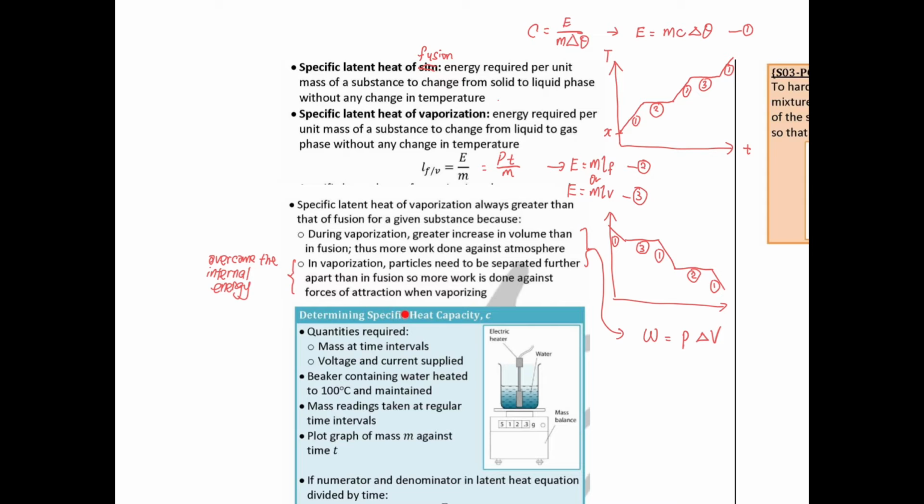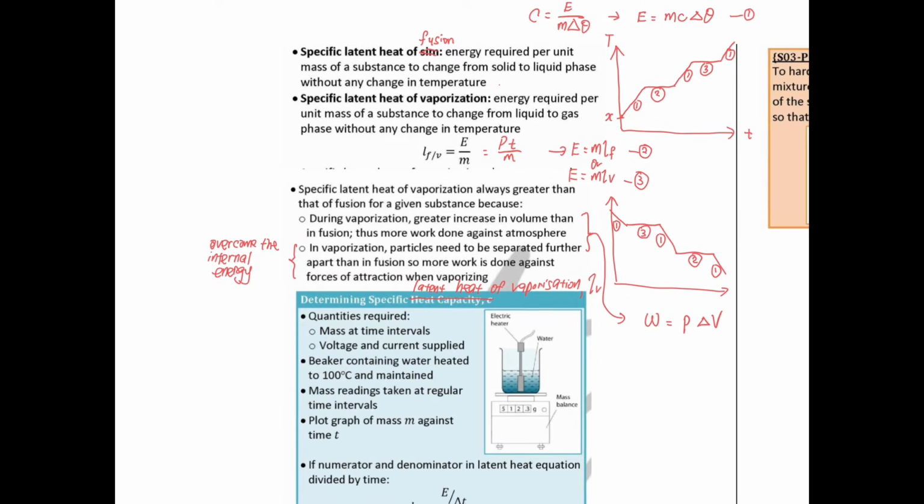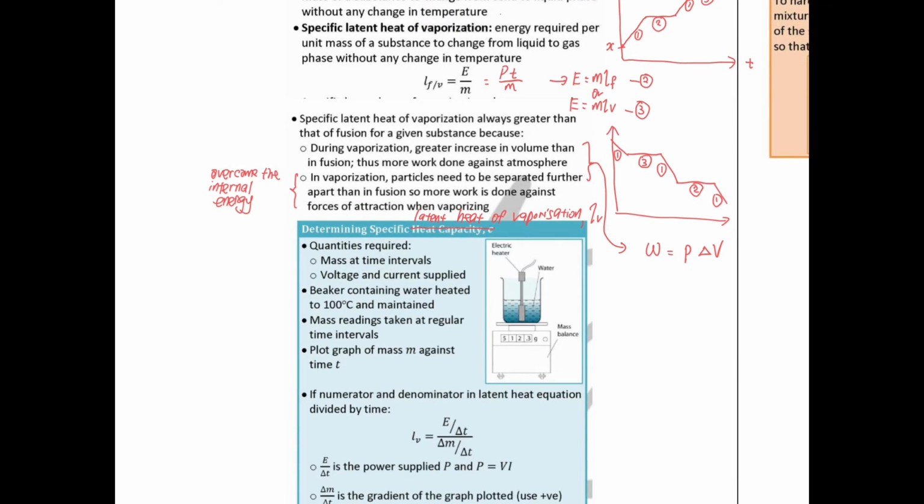Determining specific, okay, typo error. Specific latent heat of vaporization, LV. Okay. Now let's see how we do it. You want to find the LV, right? So basically you have to do E over M. So we need to know the energy, and we need to know the mass. The mass is the mass of liquid, the mass of liquid that vaporizes actually.